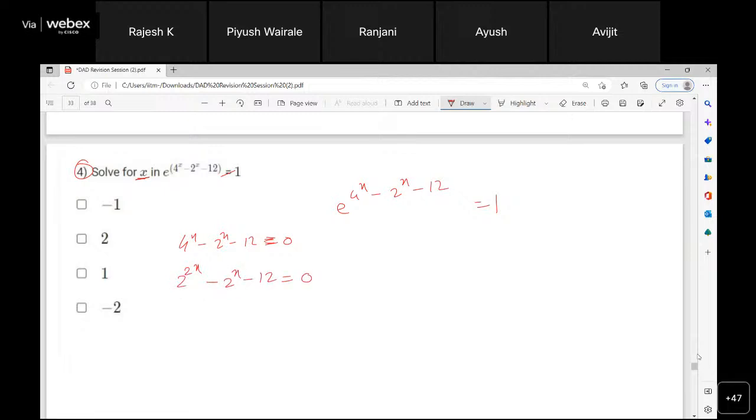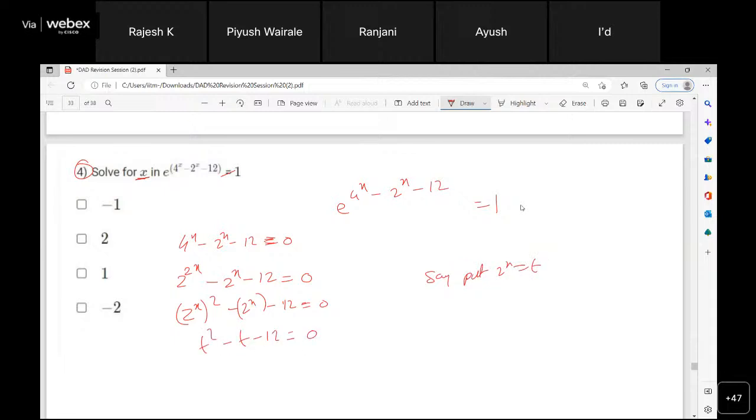Can I write like this? Okay, so that's what we discussed earlier, like properties of the exponential function. So I can also write it like this: 2^(2x) minus 2^x minus 12 equals 0, right? Now say put 2^x equals t, and it's t square minus t minus 12.